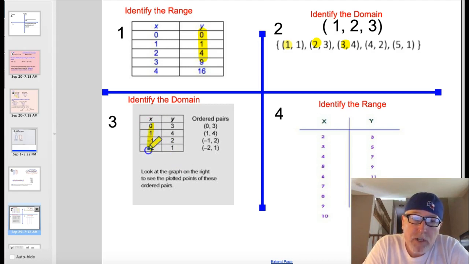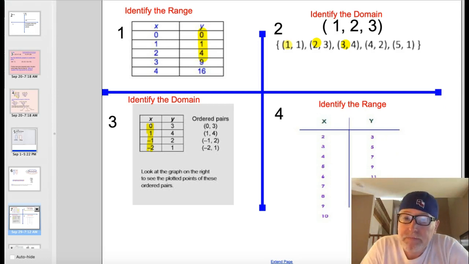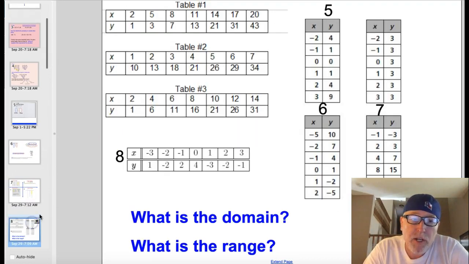All of these guys right here, 0, 1, -1, -2. And identify the range over here. Sorry about that. Okay, the range would be right here. Okay, and if you only did the first 3, that's fine. All right, let's move on. Take a look at 4 more problems. Just trying to clarify domain and range.